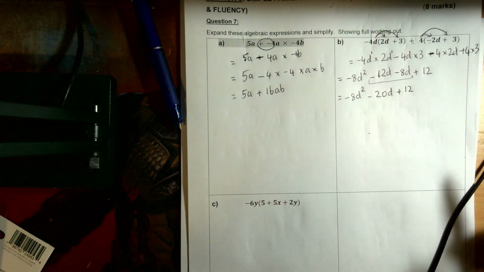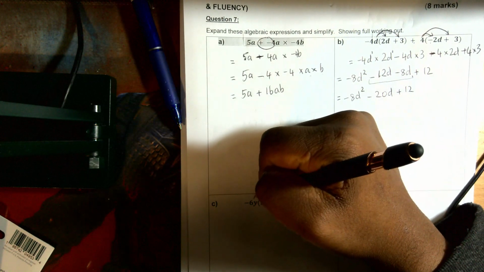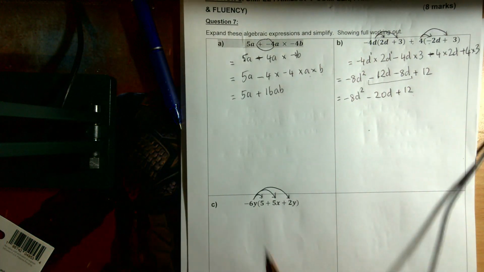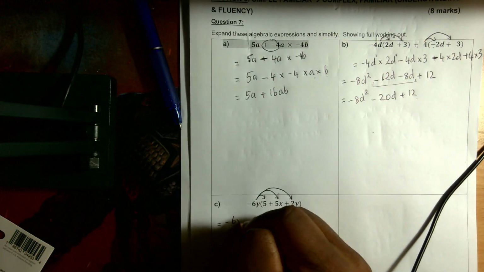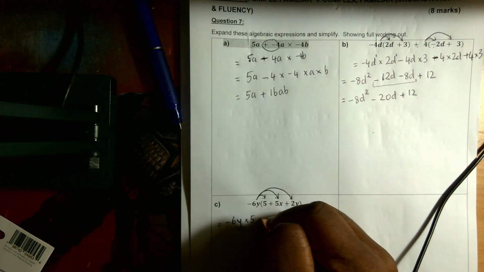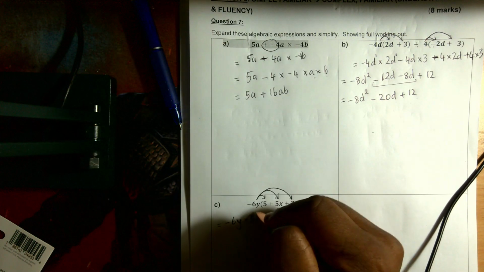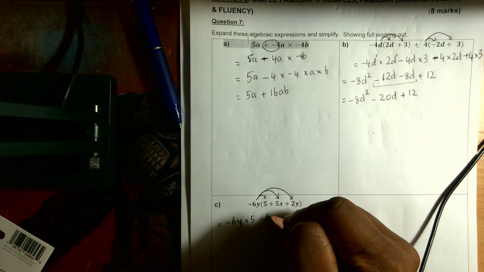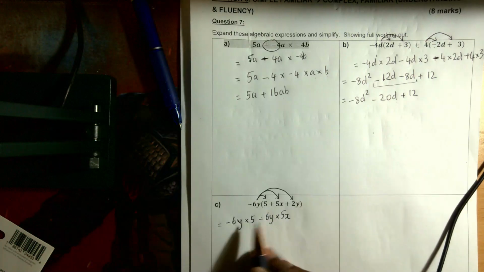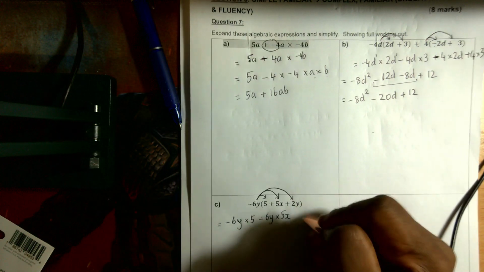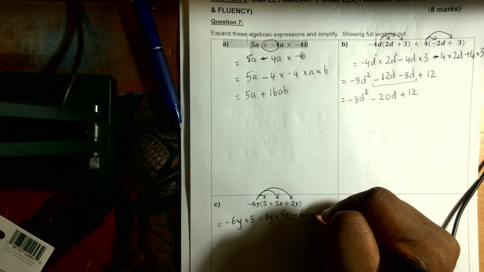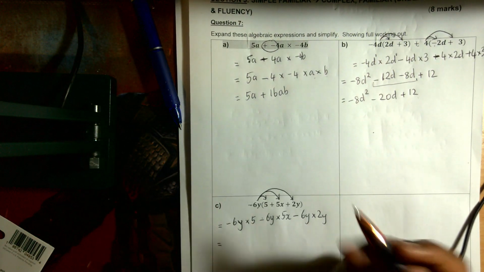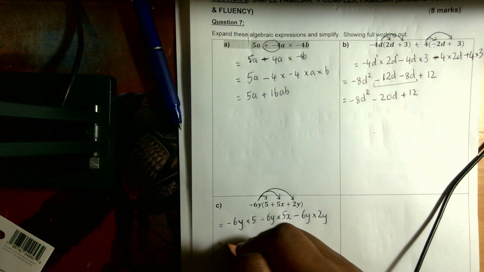Alright, next one. Again, distributive law, but I'm multiplying negative 6y into 3 terms. So, first one we're going to do is negative 6y times 5. Take away negative, a negative times a positive, it's negative. And we're going to do negative 6y times 5x. Negative times a positive, it's a negative, and we're going to do negative 6y times 2y. Negative times a positive is negative.